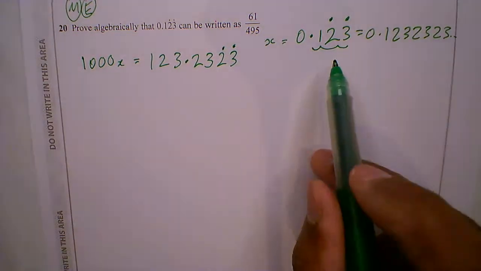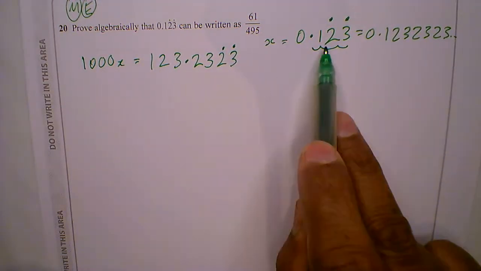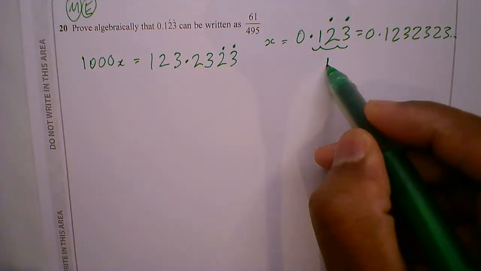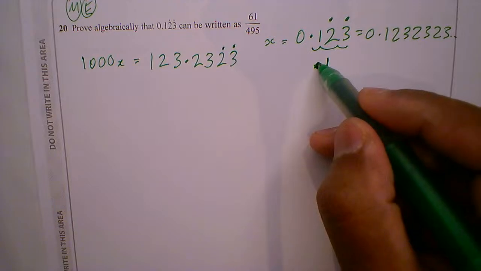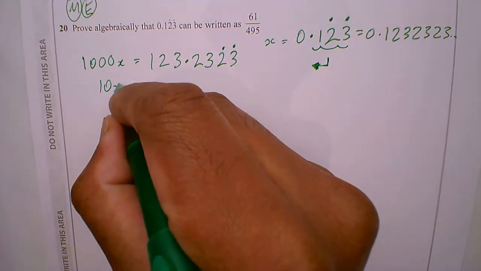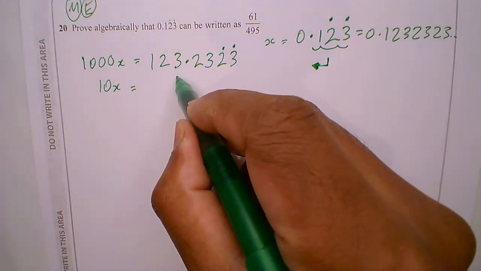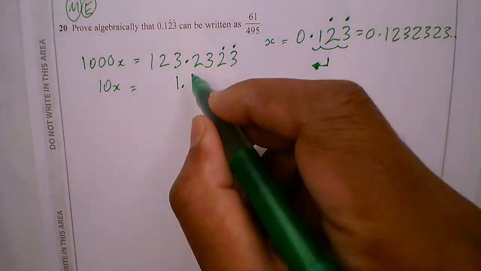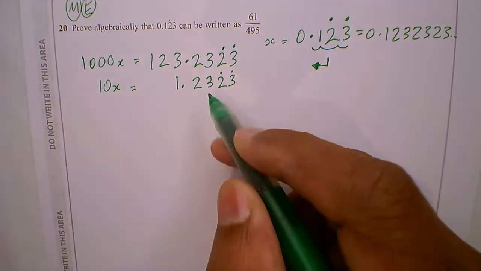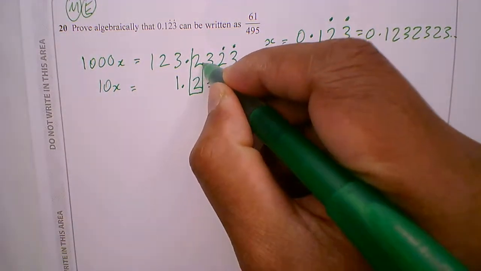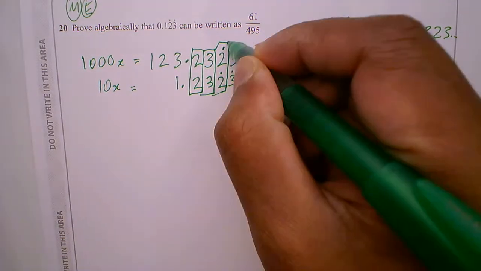So now if I look at this, I've got 2 just next to the decimal point, so I need to shift these numbers 1 place value to the left. That means I need to multiply it by 10. So I'm going to have 10x equals, if I shift this across 1 place value, the 1 comes here. Then I've got 2, 3 after the decimal point. I'm just going to rewrite that here. So you can see now these numbers are aligned. So the recurring numbers are aligned now.